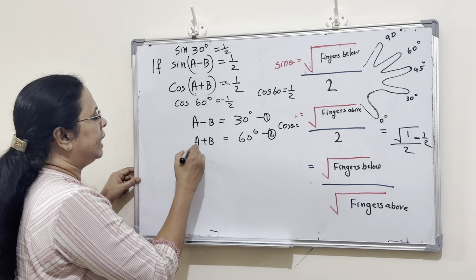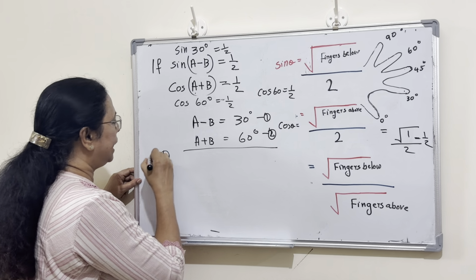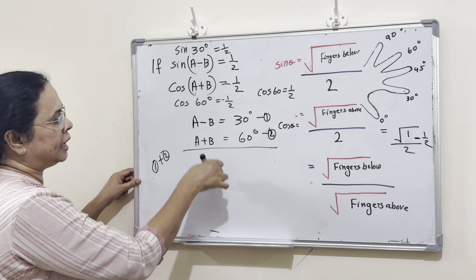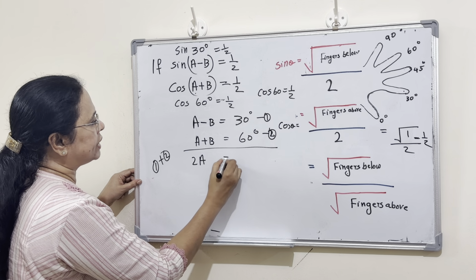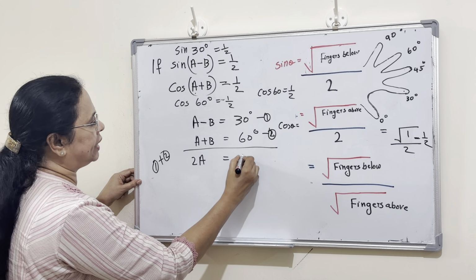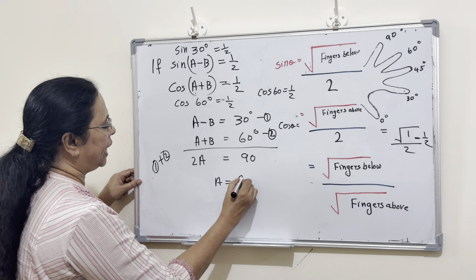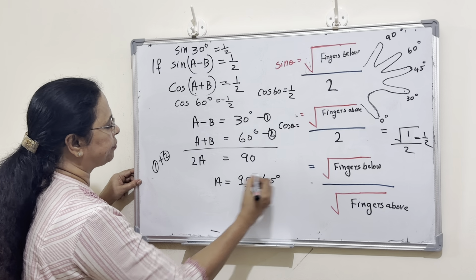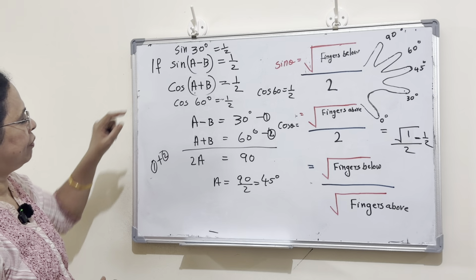So let us add equation 1 plus 2, then this positive B and negative B will be eliminated. A plus A becomes 2A. 2A is equal to how much? 60 plus 30, 90. So A is how much? 90 by 2, that is equal to 45 degree. Okay. So A value I got 45 degree.